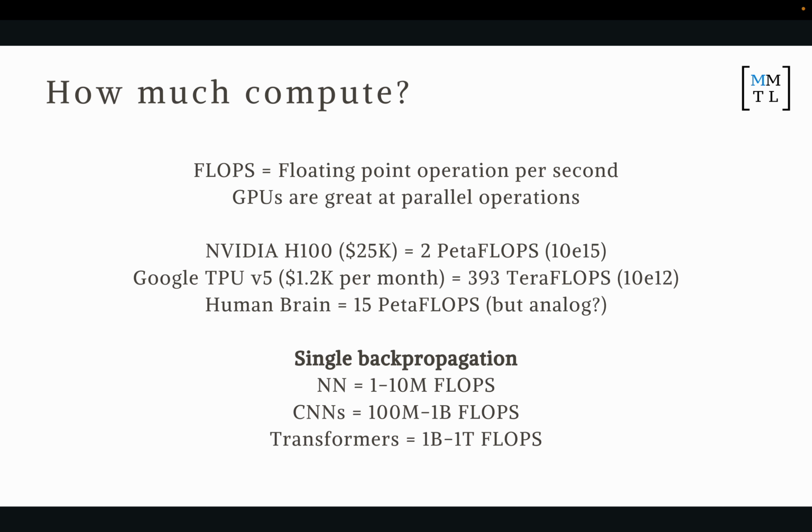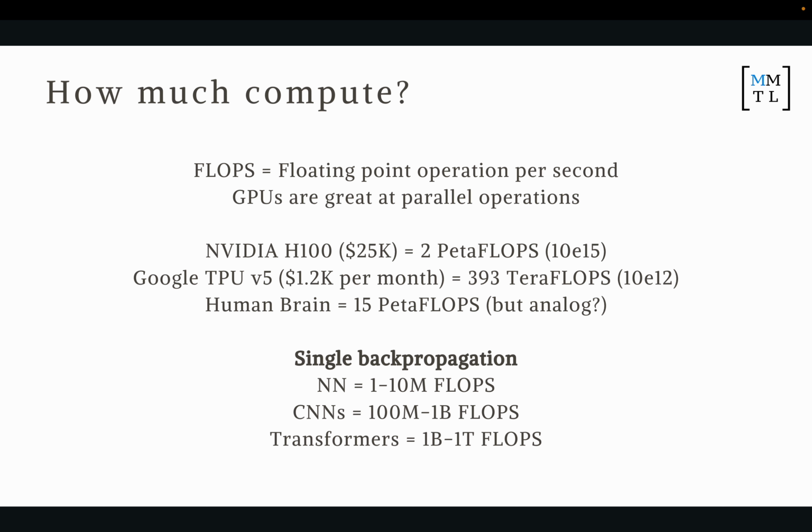What we have right now, and what is state of the art, is the NVIDIA H100, although I think in January next year this is going to be old. It costs around 25K, and it can do 2 petaflops, which is 2 times 10 to the power 15 operations per second. That's how fast these graphical units are. Now Google's TPU, which you can actually rent on Colab for about 1.2K per month, is 393 teraflops, so 393 times 10 to the power of 12, which is slightly less, about 1/6 of that.